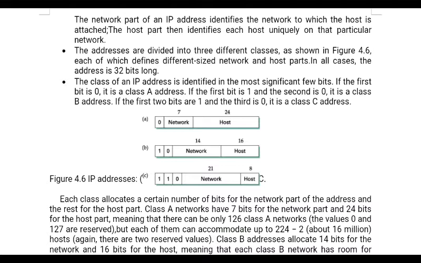The next one is class D. Okay, it is not given in this textbook here. So there is another one, that is class D. In this class D, the first three bits are set to 1 and the fourth bit is set to 0. That is 1110. Okay, and this is where you have a multicast address. So this is ranging from 224.0.0.0 to 239.255.255.255.